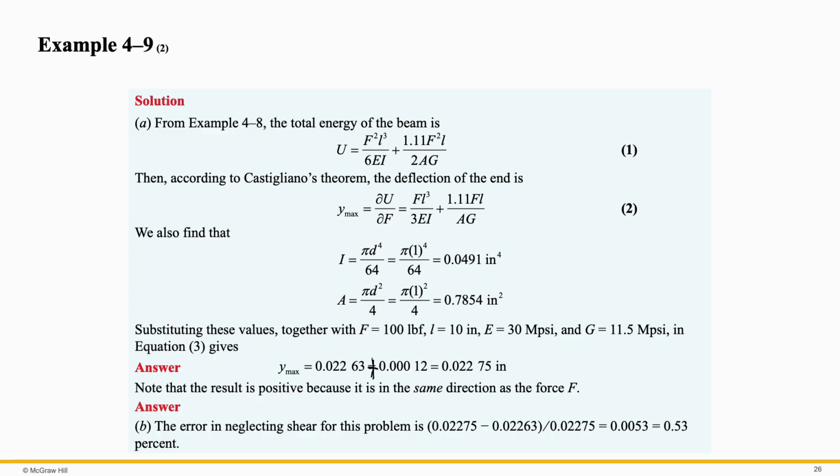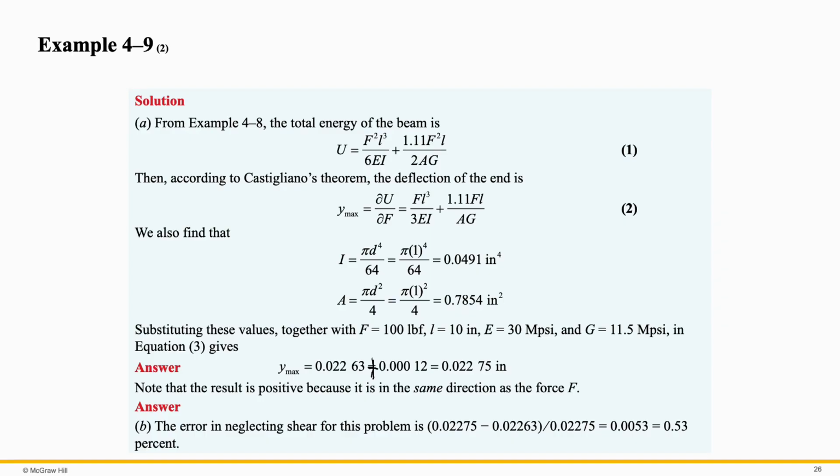In example 4.8, we determined that the total strain energy of the same beam was equal to this. So this first equation represents the total strain energy of this beam due to bending and due to transverse shear. The first term in equation 1 represents the strain energy due to bending. Please recall that we have analyzed that. And the second term represents the strain energy due to transverse shear. At this point, we will apply Castigliano's theorem to determine the total deflection of this beam due to bending and transverse shear.